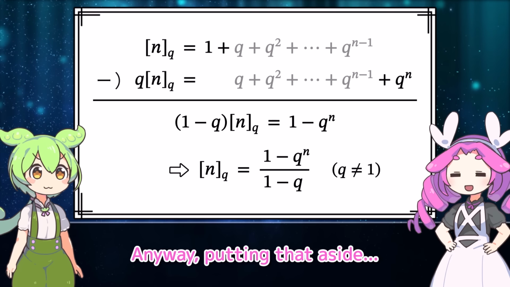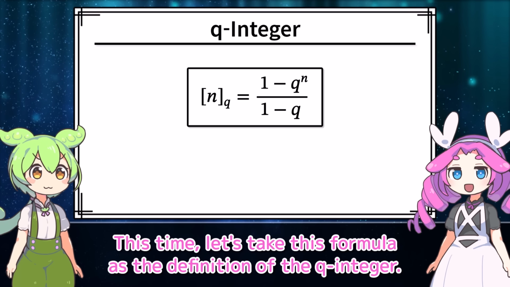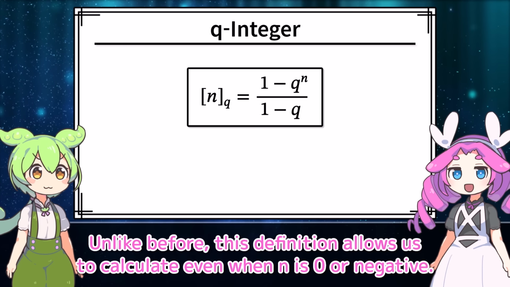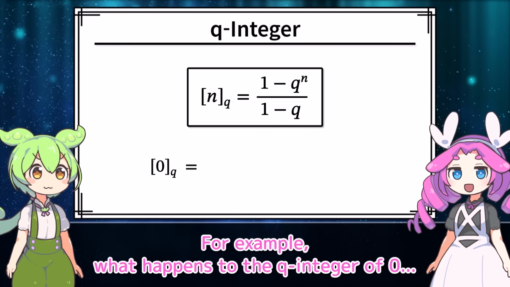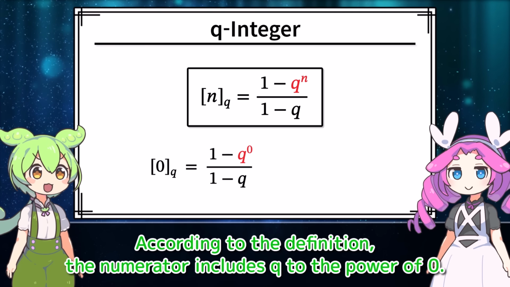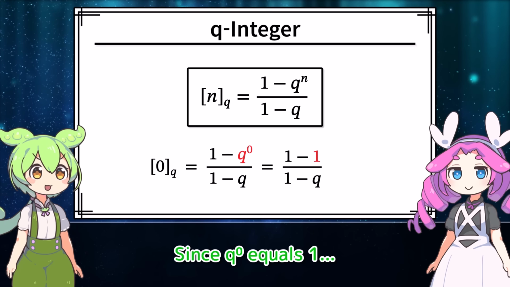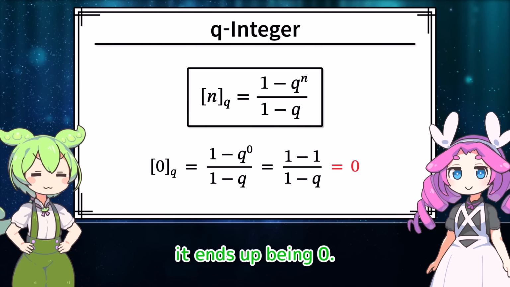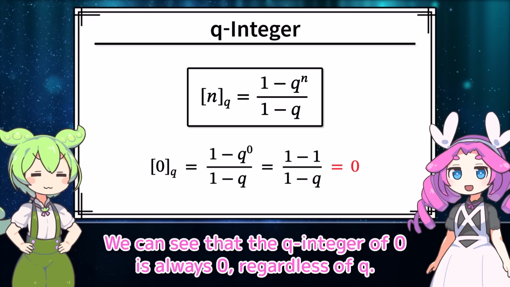Anyway, putting that aside, this time let's take this formula as the definition of the q integer. Unlike before, this definition allows us to calculate even when n is 0 or negative. Oh, so this form has that kind of advantage. I'm glad you understand. For example, what happens to the q integer of 0? Can you figure it out? Okay. According to the definition, the numerator includes q to the power of 0. Since q to the 0 equals 1, it ends up being 0. Yes. We can see that the q integer of 0 is always 0, regardless of q.